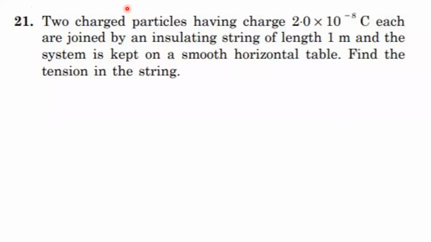Let us continue concepts of physics textbook problem. Two charged particles having charge 2 × 10^-8 coulomb each are joined by an insulating string of length 1 meter and the system is kept on a smooth horizontal table. Find the tension in the string.